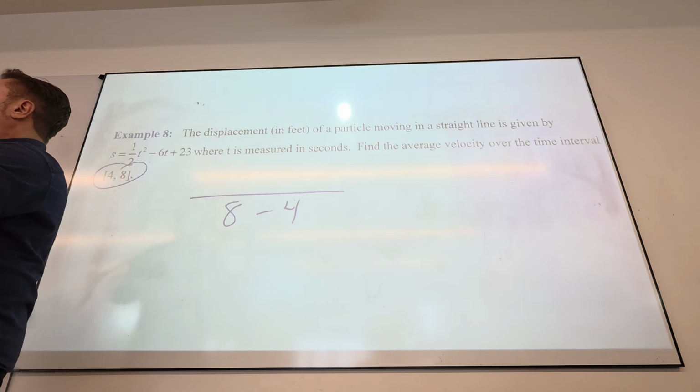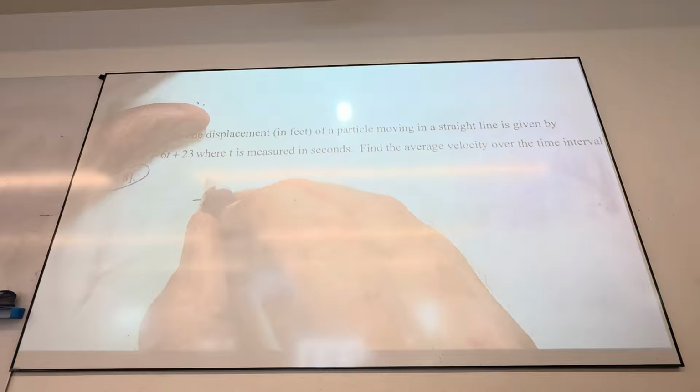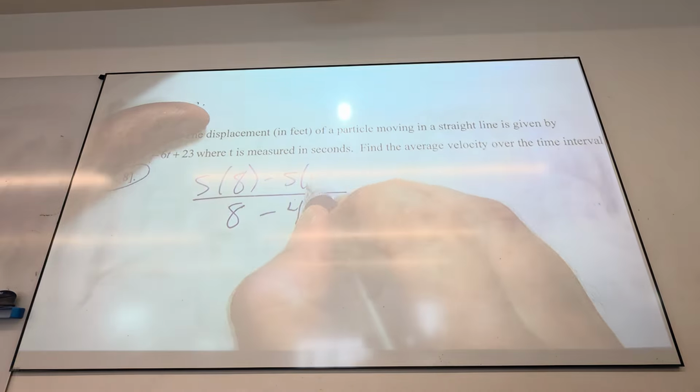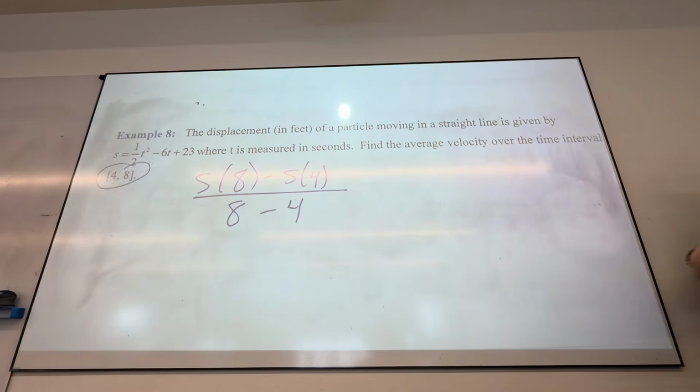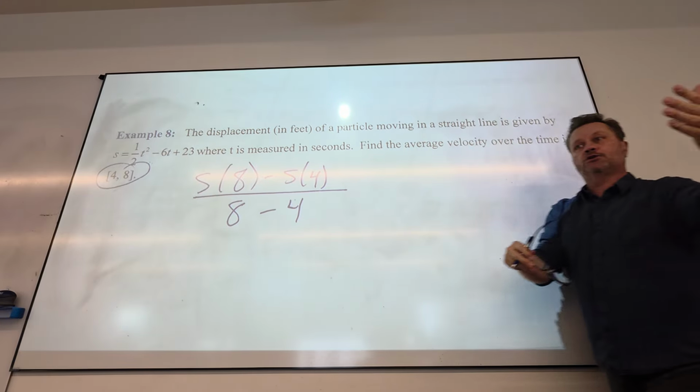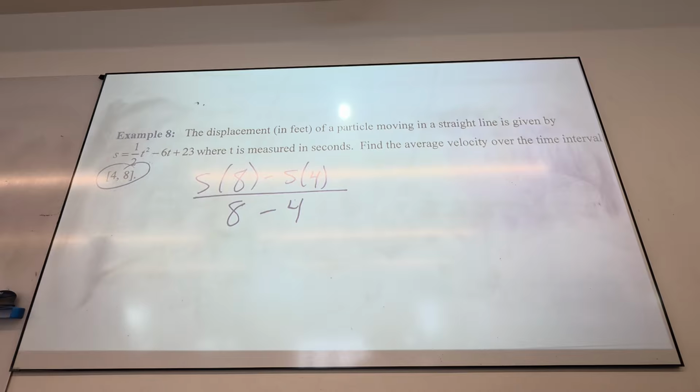You plug in. So if you plug in 8 and you plug in 4, I can take the difference to see how much it changed. That's why average rate of change has a bunch of minuses in it, because that's how you figure out how much something has changed: you take a difference. How do you figure out what S of 8 is? What formula? They won't give it to you. They told me what the function is.